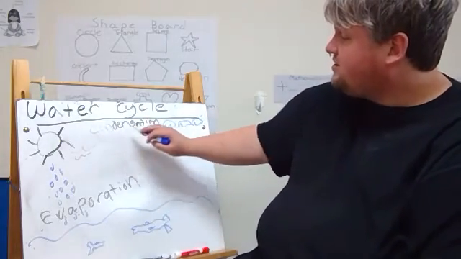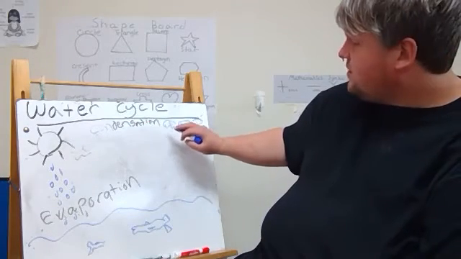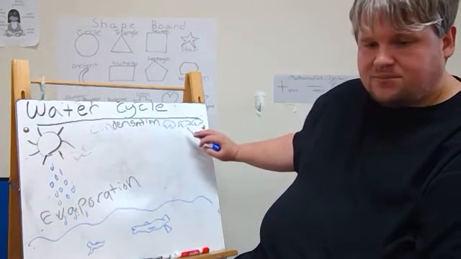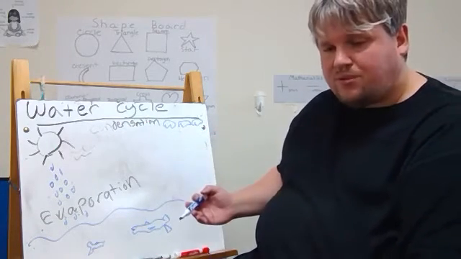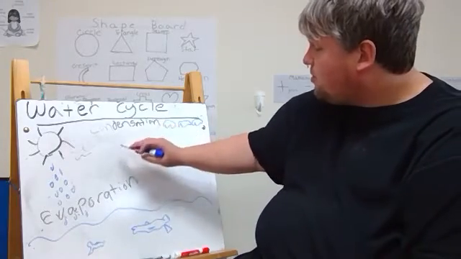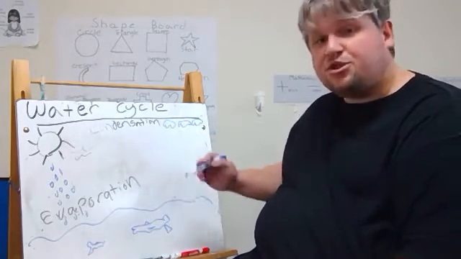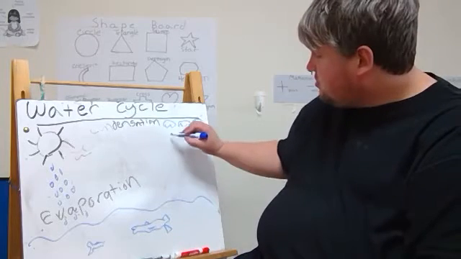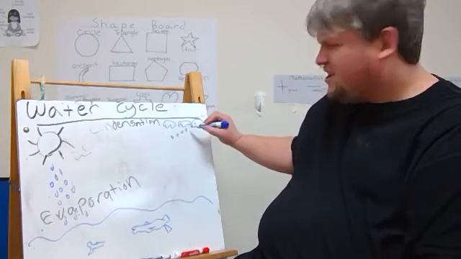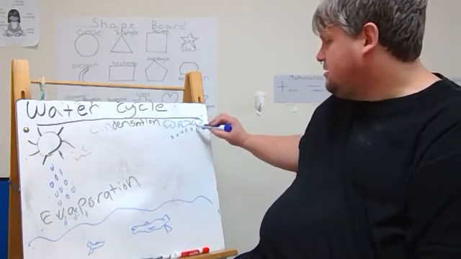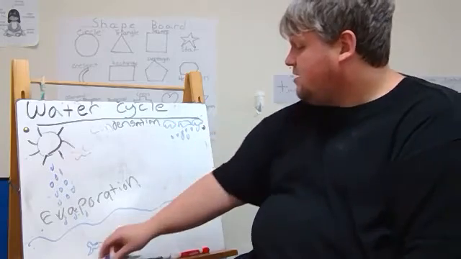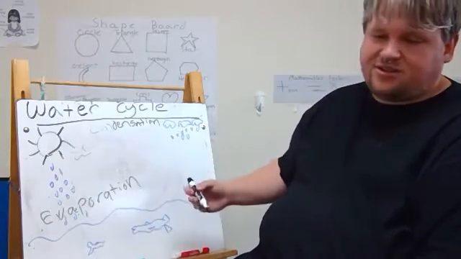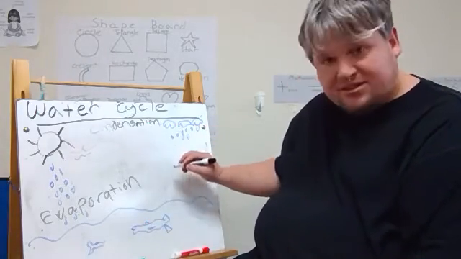So when condensation occurs, clouds are formed. And after the clouds are formed, more and more water gets added to the clouds, which then causes them to rain. And we see tons of that too. And once the rain starts, that's called precipitation.